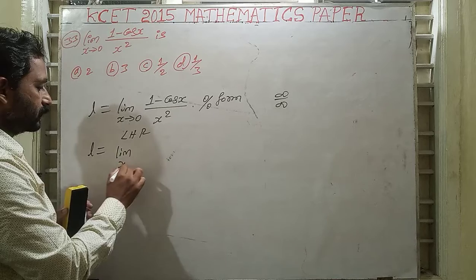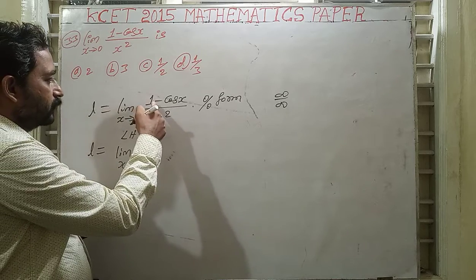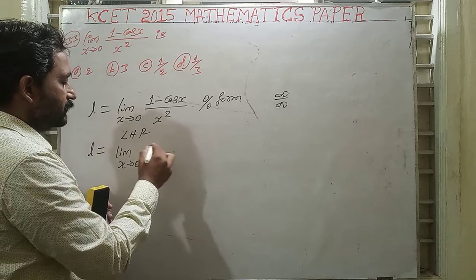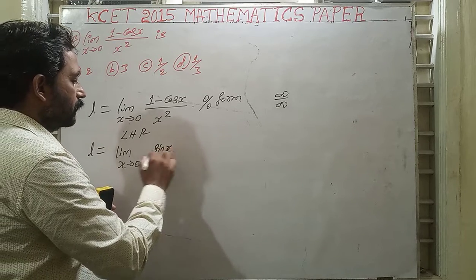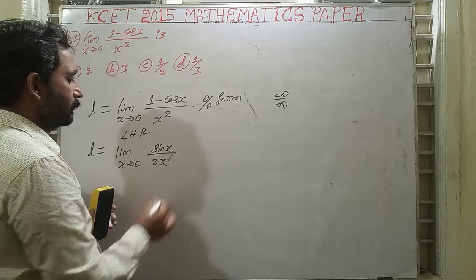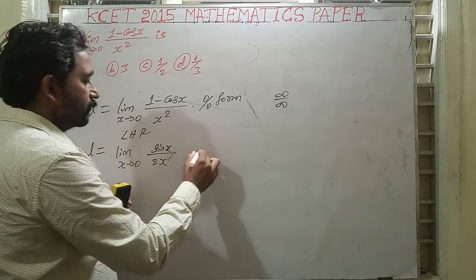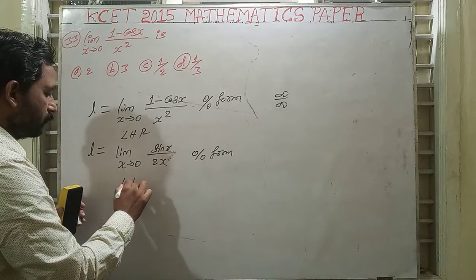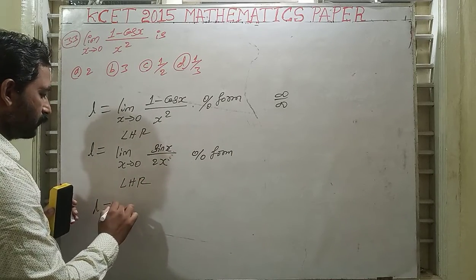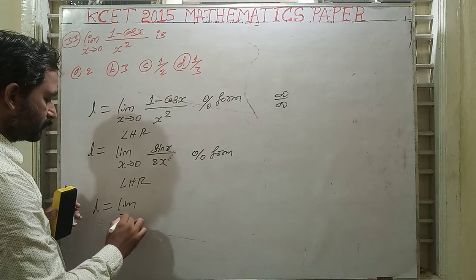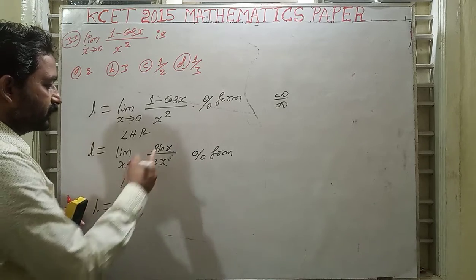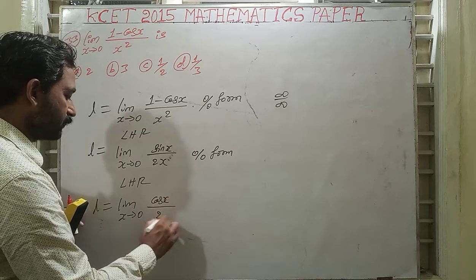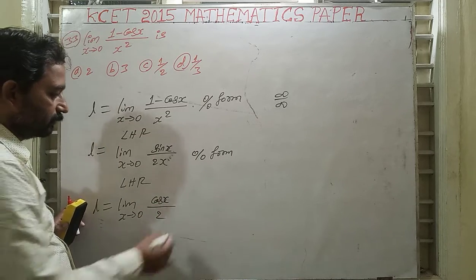Limit x tends to 0, differentiate the numerator: cos x minus sin x, it becomes sin x divided by x square, differentiate the denominator: 2x. So once again 0 by 0 form is obtained. Now once again apply the LHR rule. L is equal to limit x tends to 0, differentiation of sin x is cos x divided by 2x, which is 2. Now 0 by 0 form is gone.